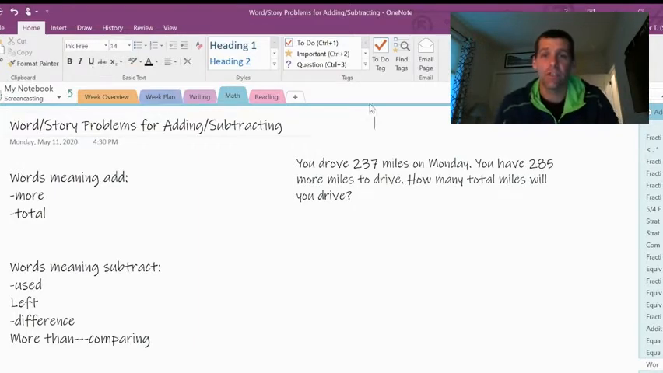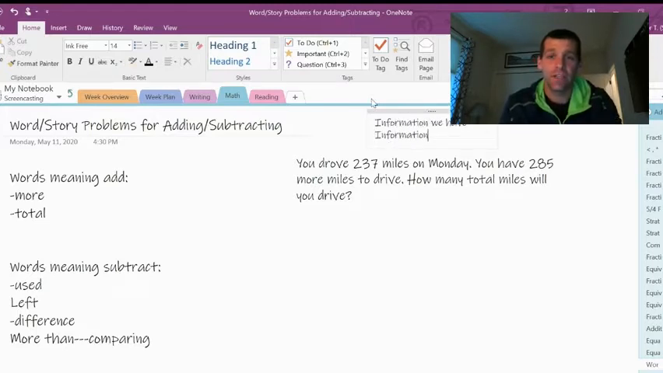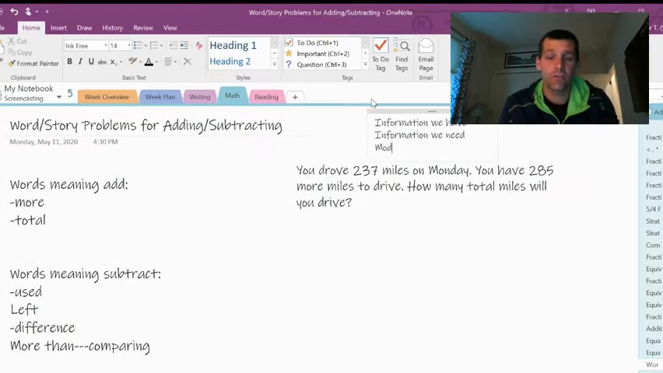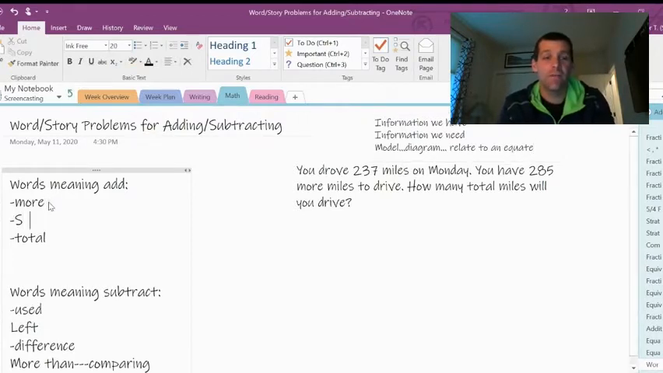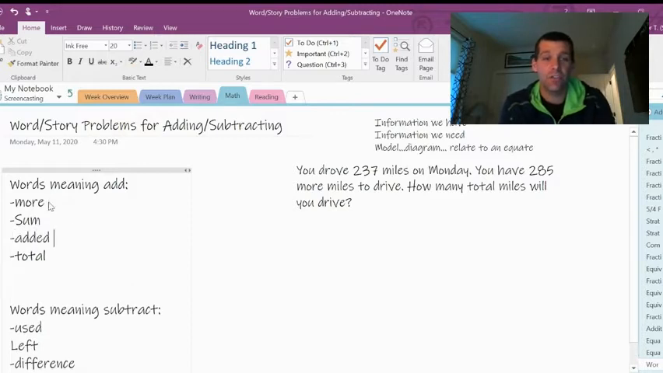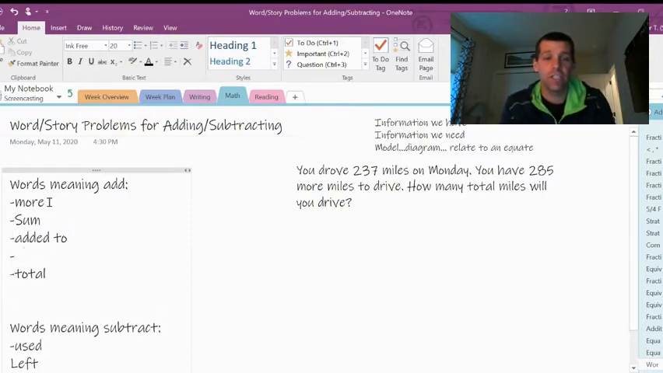So we're going to want to look at the information we have, the information we need, and also try to create a model or a diagram and then relate that to an equation. And then we'll solve it and think about whether that makes sense or not. So again, over here we have some words that mean addition. We have more or total. You might have some. You might have added to, in addition, right?